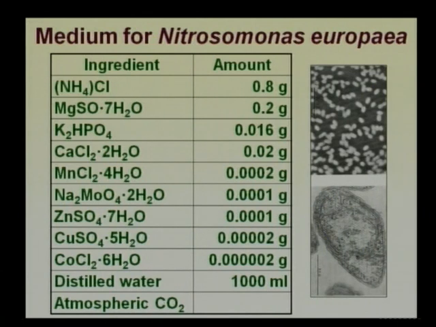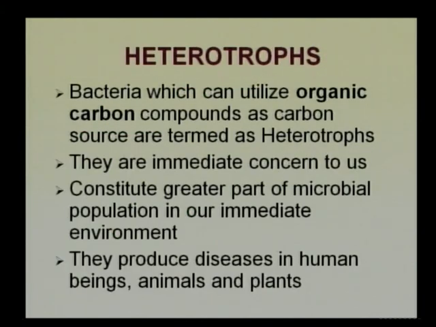Here ammonium chloride, magnesium, potassium, calcium, manganese, sodium, molybdenum, zinc, and copper are supplied, and the organism will obtain its sole carbon from the atmosphere. So organisms can fix carbon dioxide and then they will grow. So autotrophs can be grown easily.